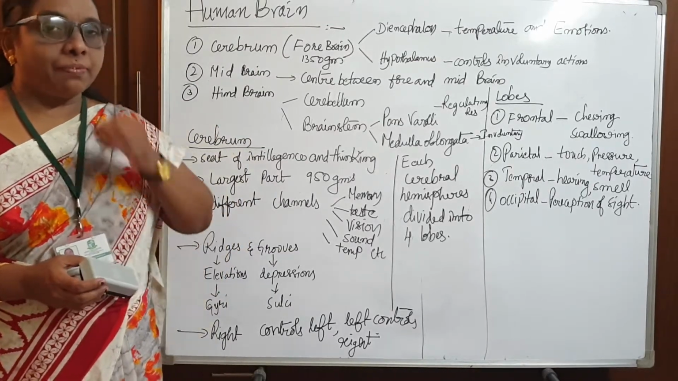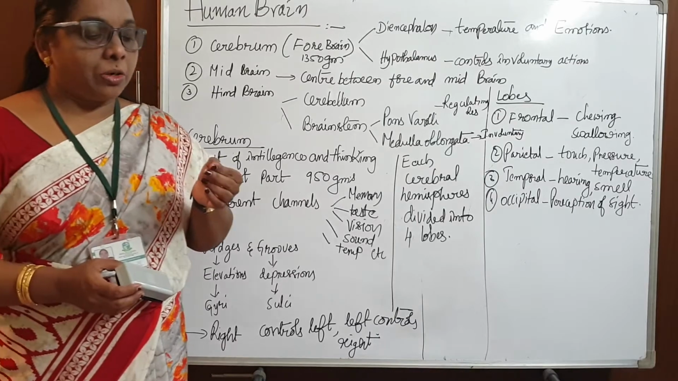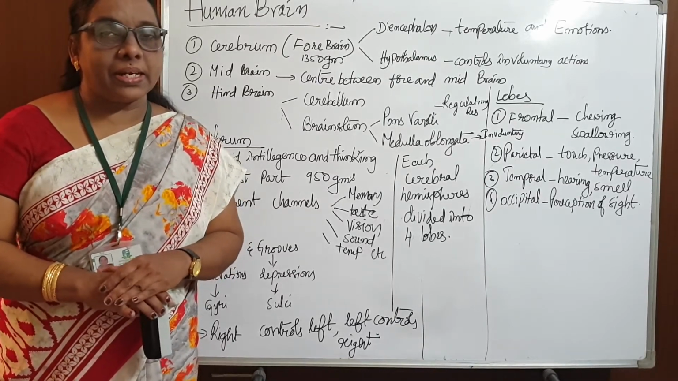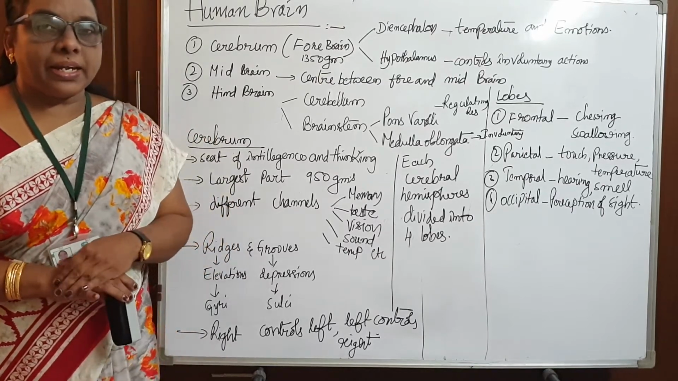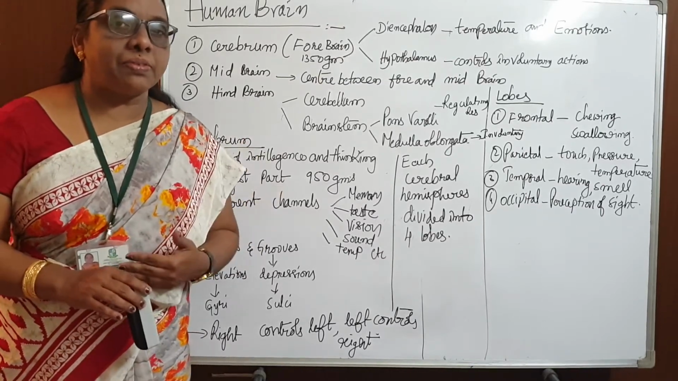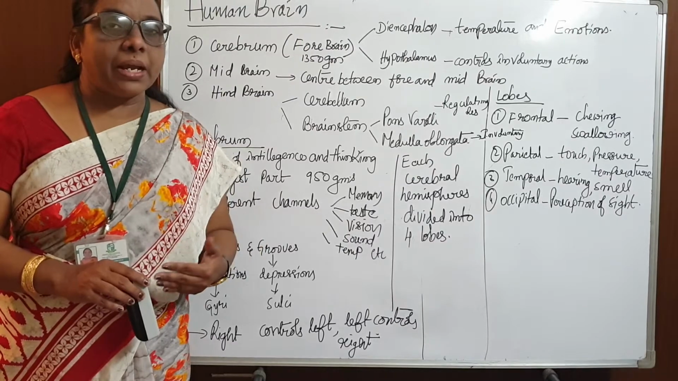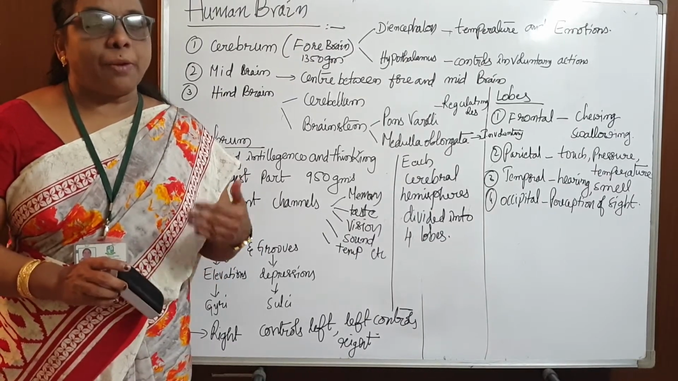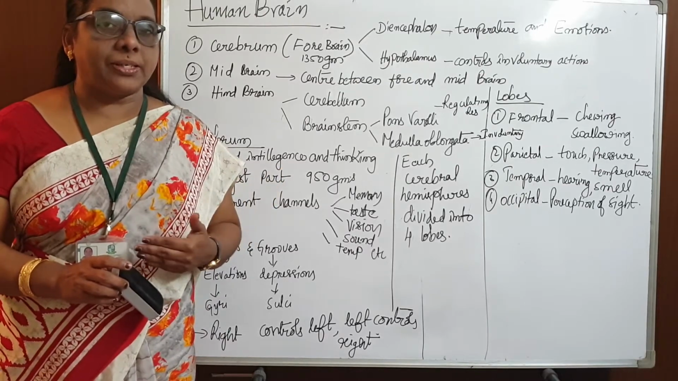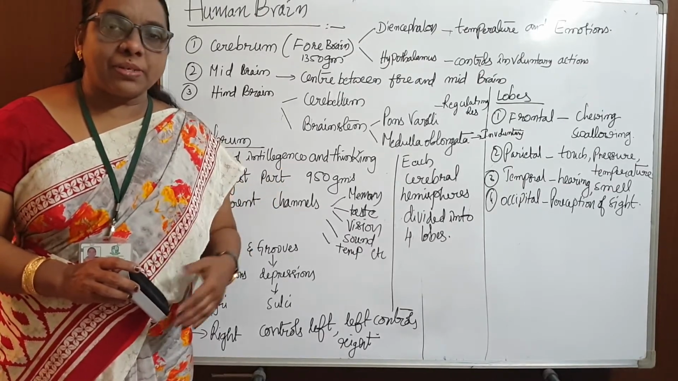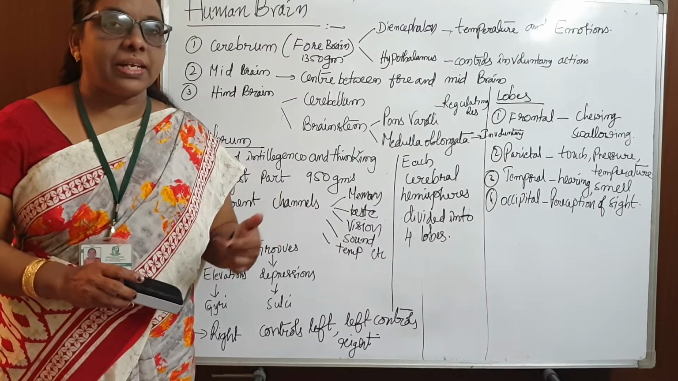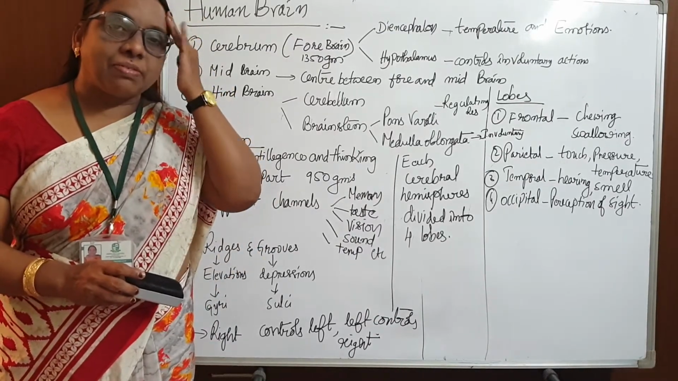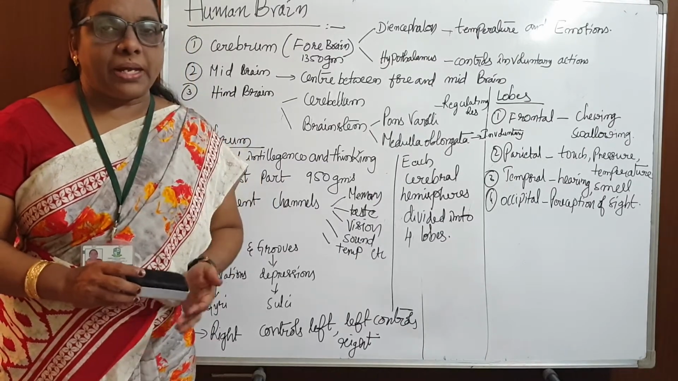I also gave the flowchart about the nervous system, and we have three nervous systems: CNS, PNS and ANS. The central nervous system is further divided into the human brain and the spinal cord. The PNS, whose full form is peripheral nervous system, is further divided into the nerves arising from the brain, which we call cranial nerves, and the nerves arising from the spinal cord, which are called spinal nerves.